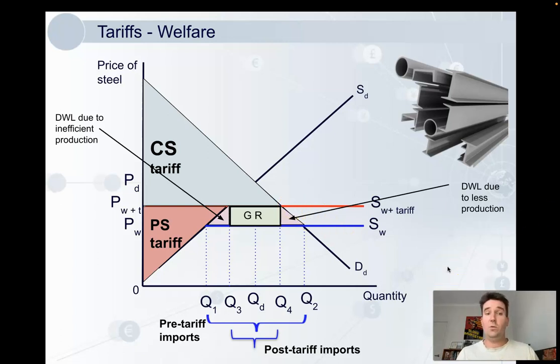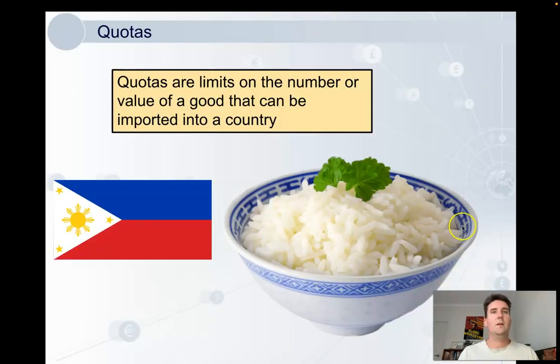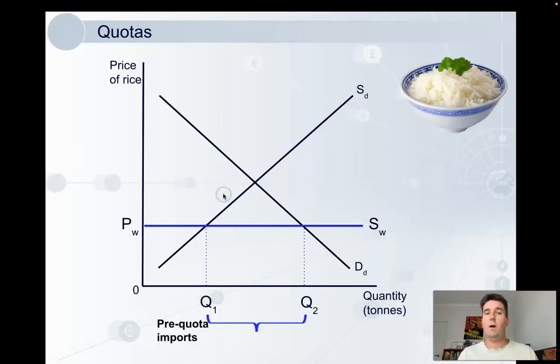Okay, we'll move on to quotas. Another way that governments can protect their local industries is through imposing a limit on the number of imports that can enter the country. The Philippines consistently have a quota on the amount of rice imports that they allow. To show on a diagram, we start with the same free trade position, which is this one.